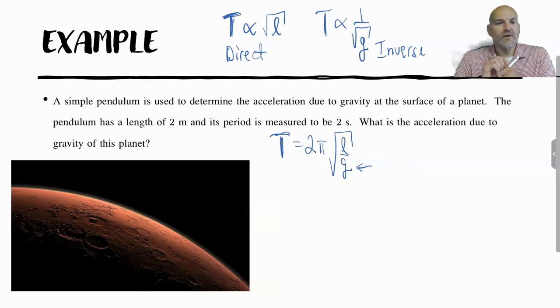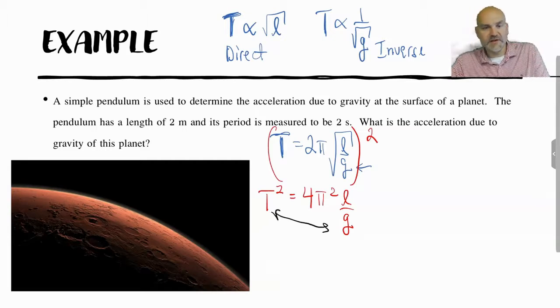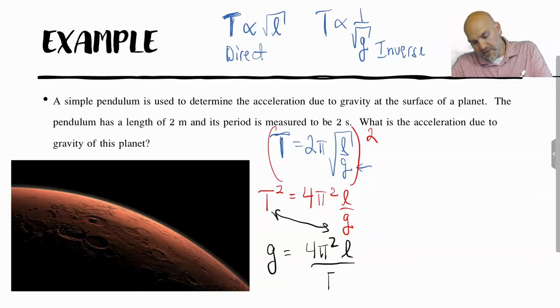In this question, we're trying to determine the acceleration due to gravity of a planet. So the main thing about this problem is solving for G. The first thing you want to do is square everything, so you end up with T squared equals 4 pi squared L over G. Then we pull a little switcheroo and flip-flop those two, so G is going to be 4 pi squared L over T squared.